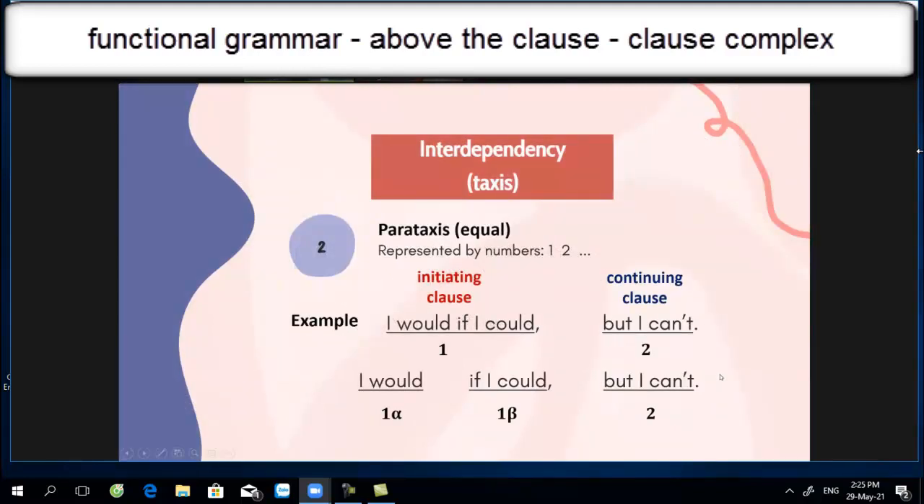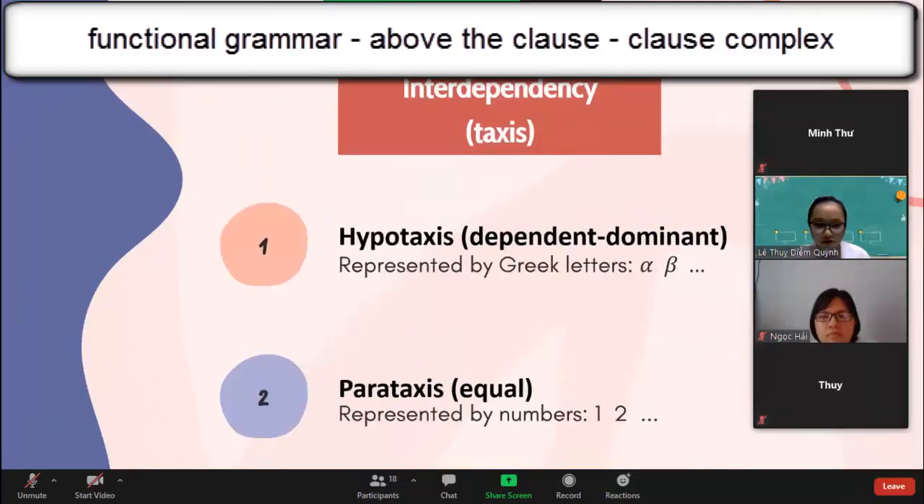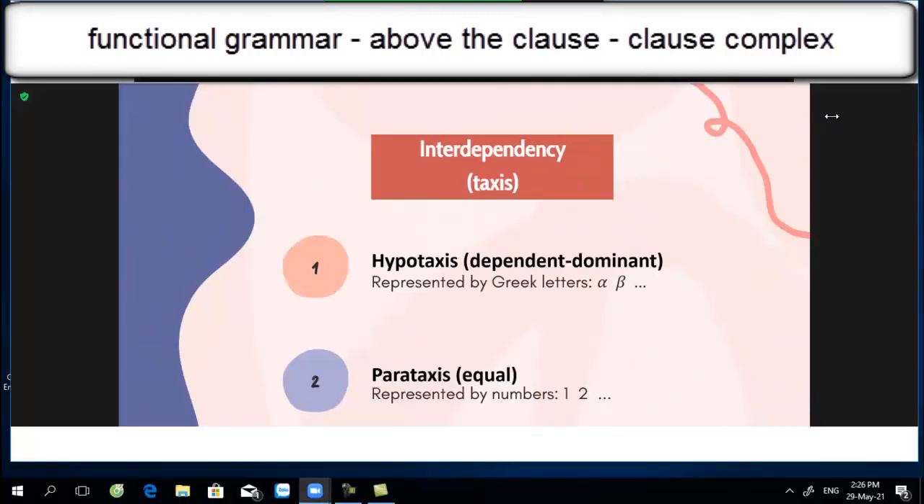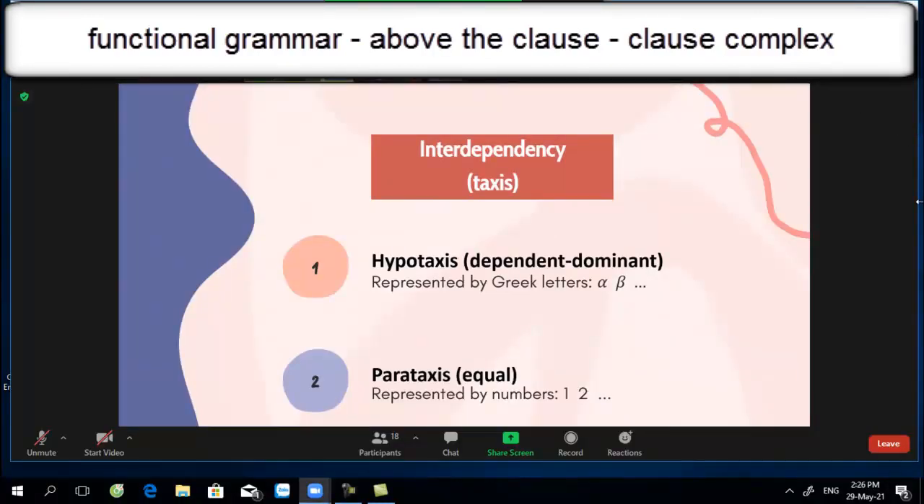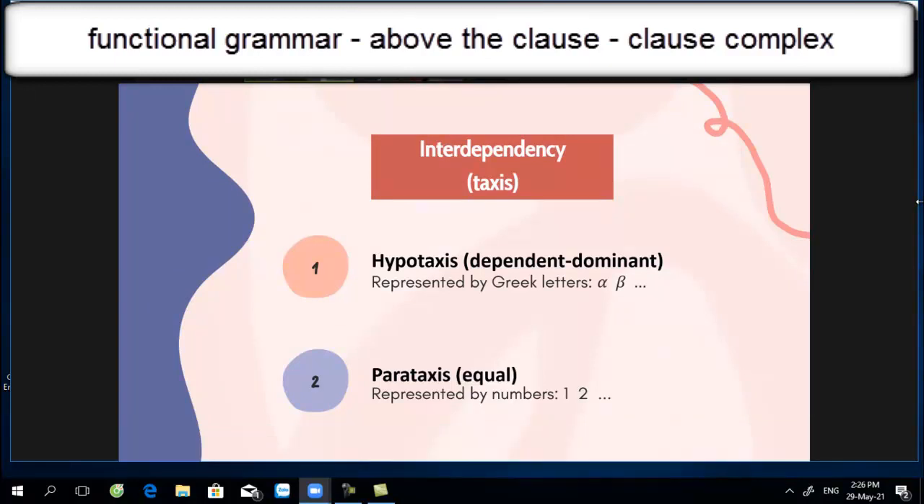In conclusion, for the interdependency, for the hypothesis, quan hệ phụ thuộc, right? We have alpha and beta. For parataxis, quan hệ đẳng lập, and, but, or, we use the number 1 and 2 to represent it. Yeah, and that's how you use alpha and beta, 1 and 2. Yeah, and that's the end of my part.